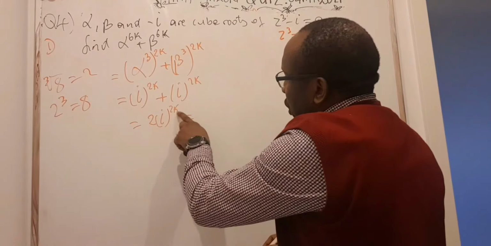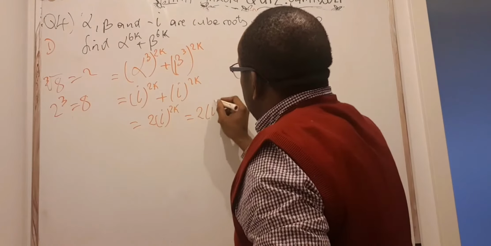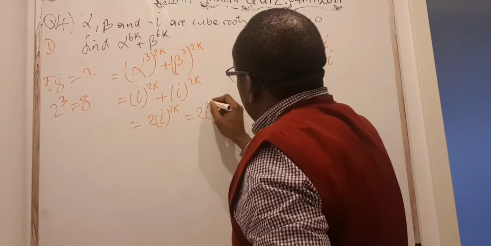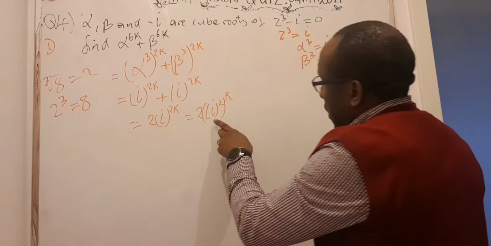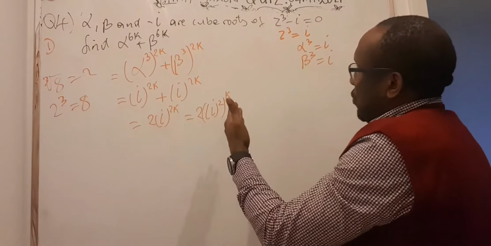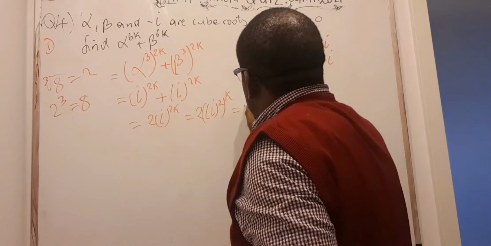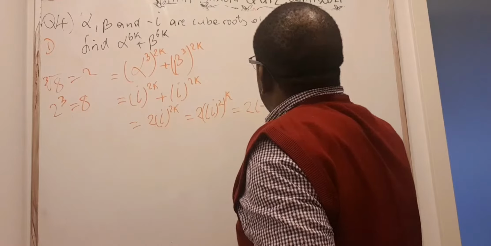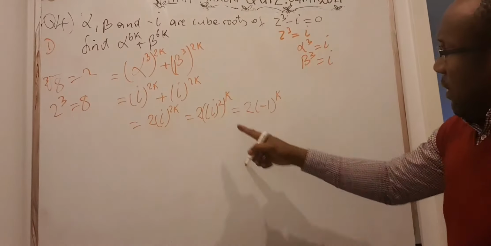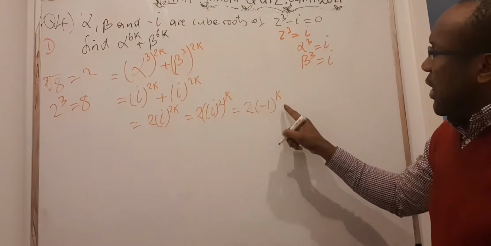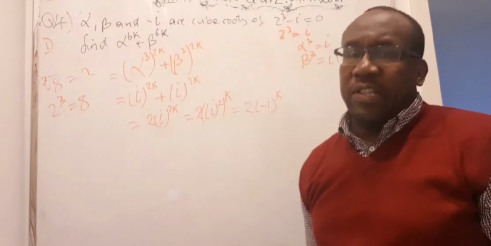But I can also play with the 2 and the k. So this is 2 times i to the power 2, all that to the power k. i to the power 2 is minus 1. That's what was indicated about a complex number. So this is here 2 times minus 1 to the power k. So that was supposed to be answer number D.